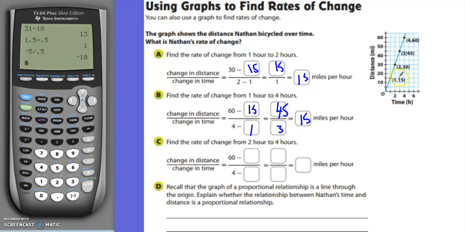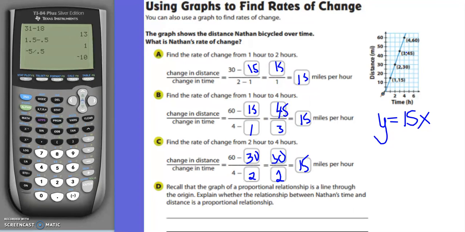Okay, between 2 and 4, so we have 60 minus 30 and 4 minus 2. 60 minus 30 is 30. 4 minus 2 is 2. 30 divided by 2 is 15. So if we're going to write an equation, it would be y equals 15x. This is a straight line and it passes through the origin. So this is a proportional relationship.